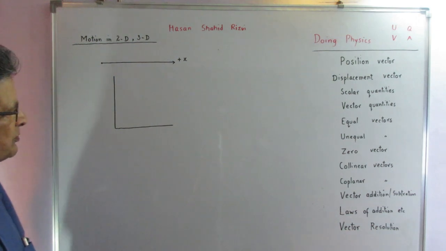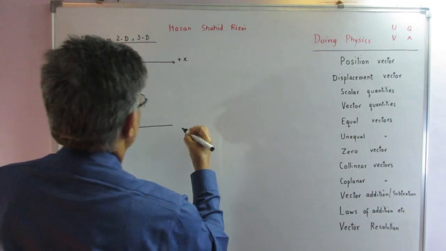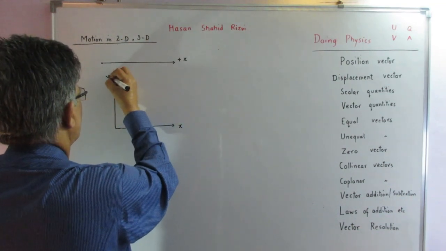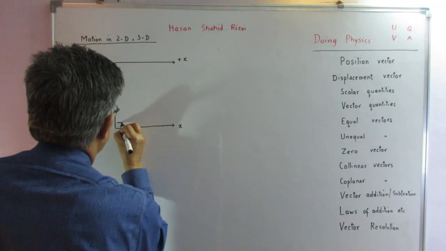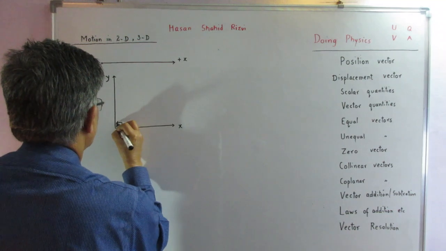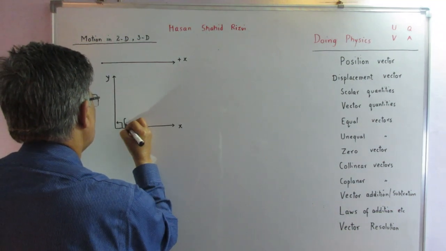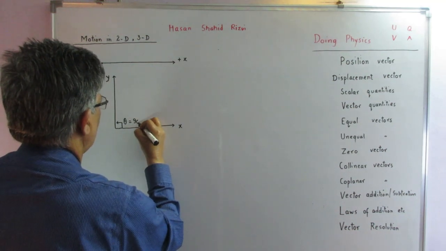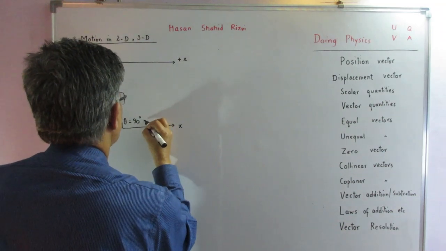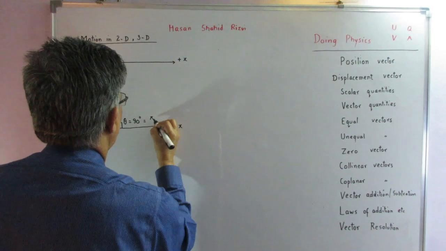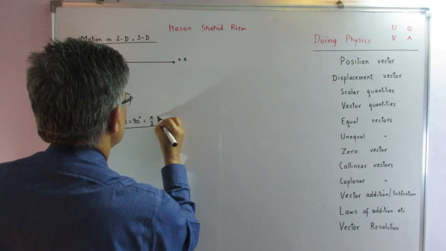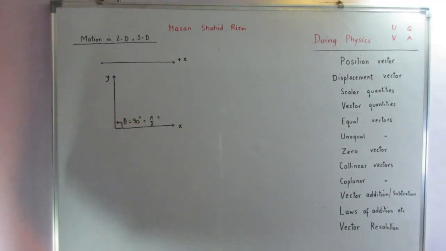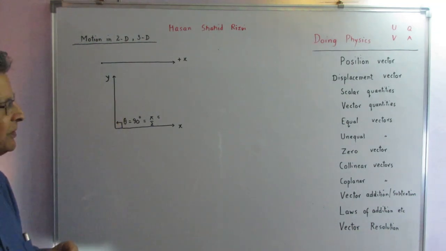Then on this plane, on the plane of the board, and when you do so, in the plane of your notebook, we have the axis x and the axis y. And of course, the angle between the two of them is angle theta, and this theta is equal to 90 degrees, as we know from our junior classes, and this is also equal to pi by 2 radians.